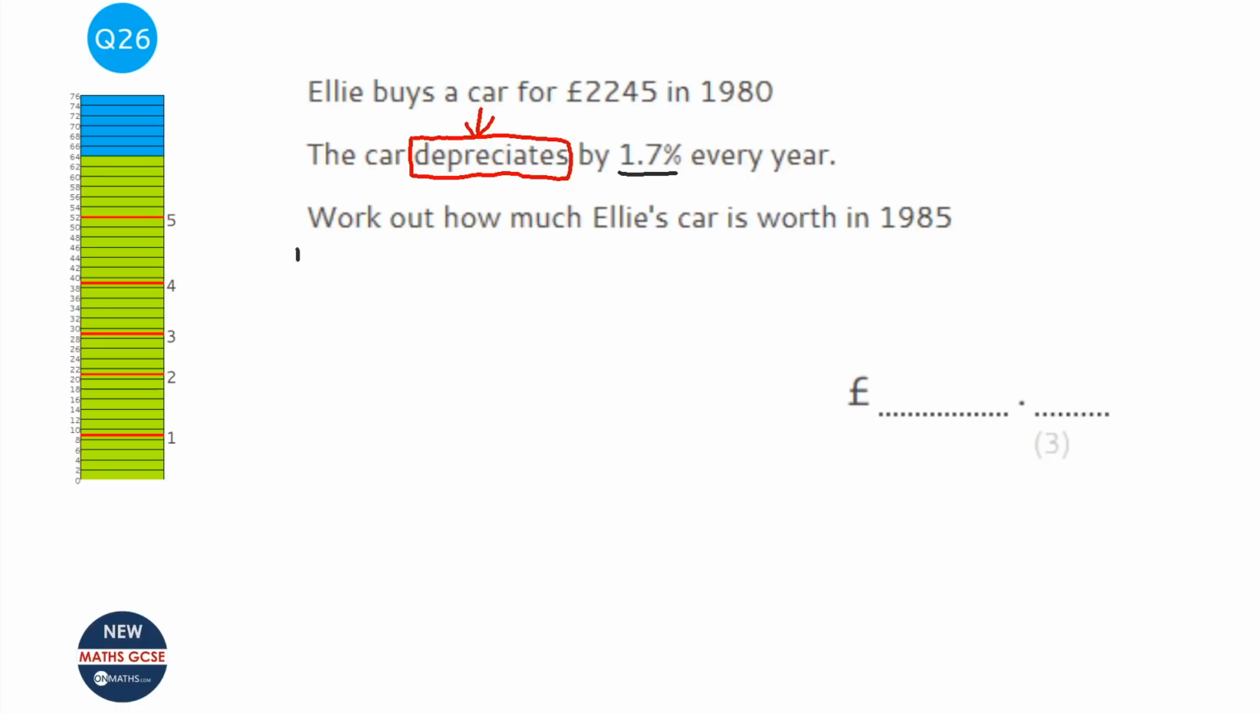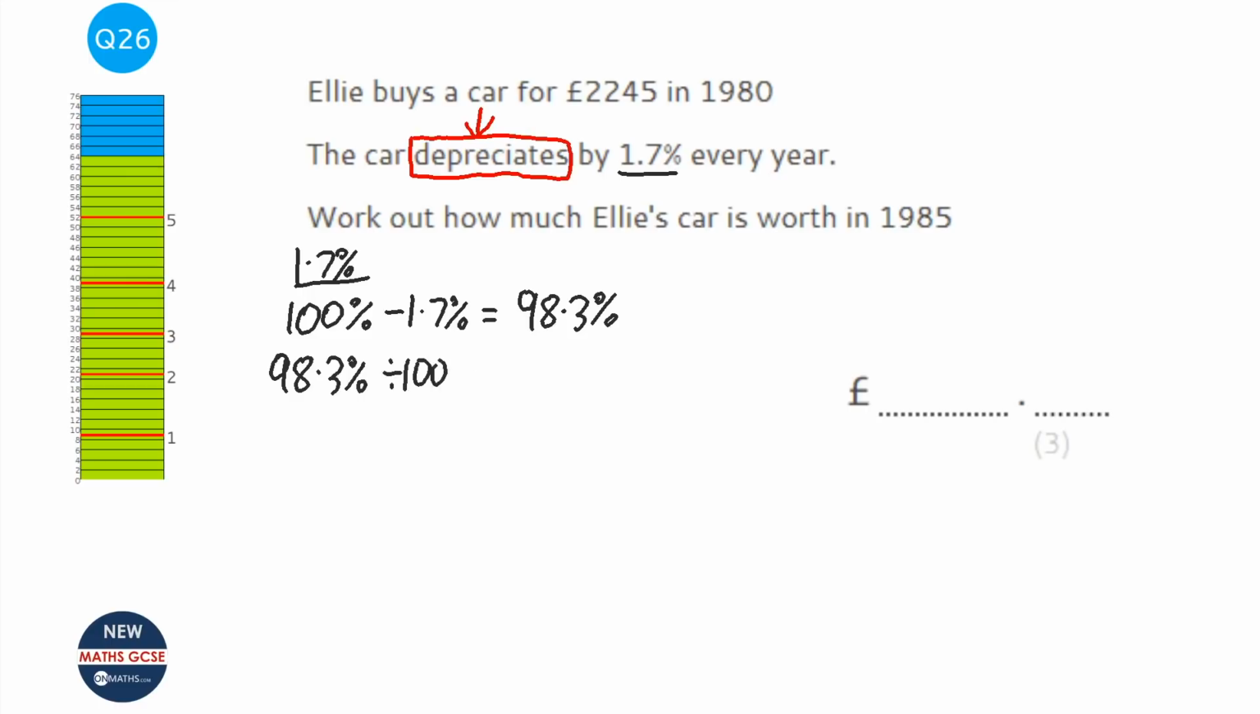So to work out a multiplier, you first of all start off with 100%. Now this time you take away 1.7%, okay, because it's going down by 1.7%. And you can do that on your calculator or in your head. So 100 take away 1.7 is 98.3%. Then you want to work it out as a multiplier. So you just divide 98.3% by 100. And multiplier is a posh way of saying decimal. So 0.983. Now, anytime I times something by 0.983, it will decrease it by 1.7%.